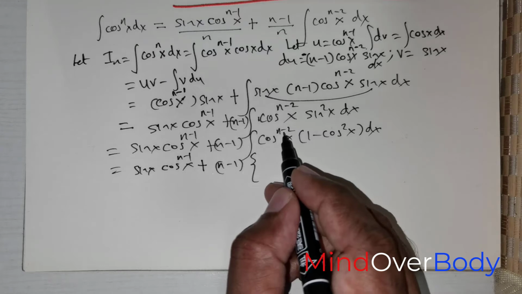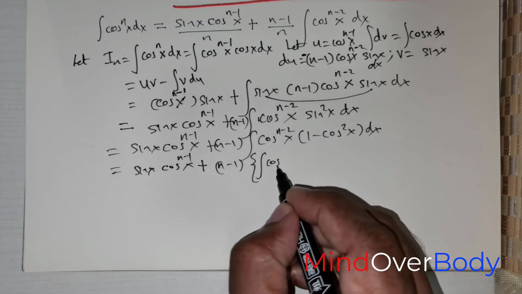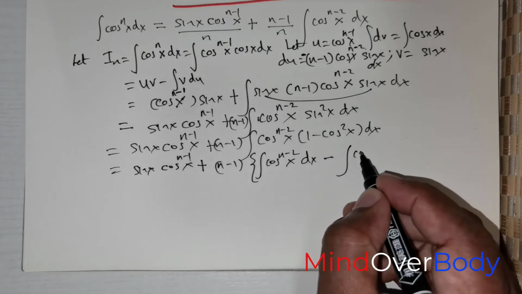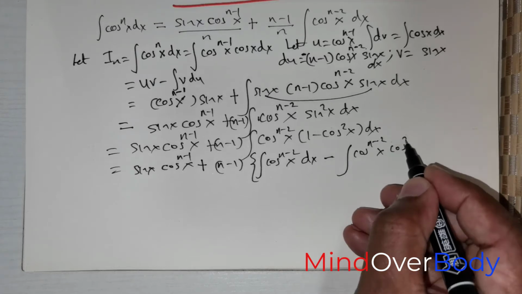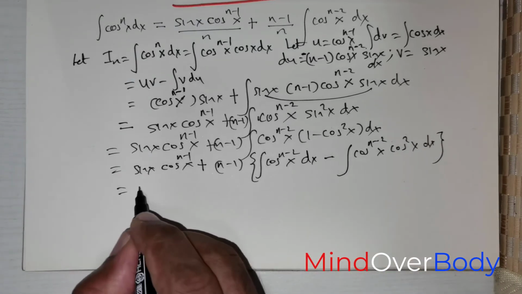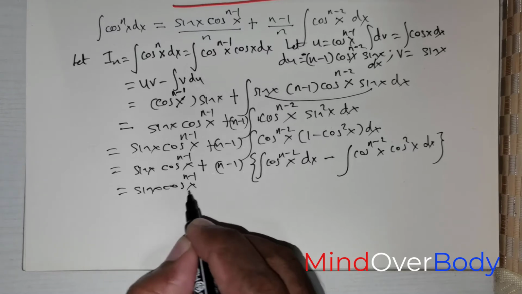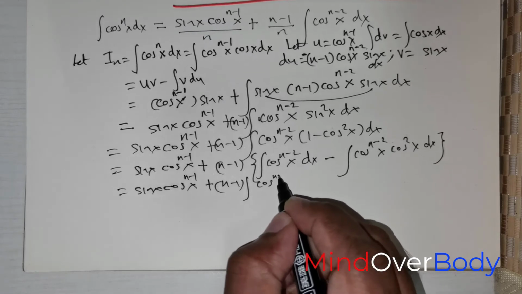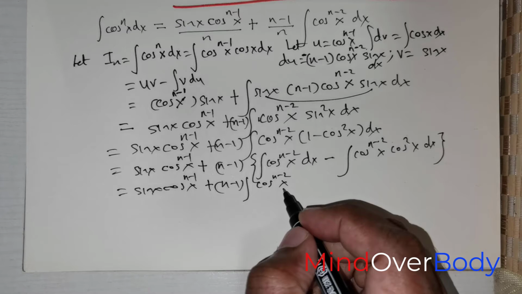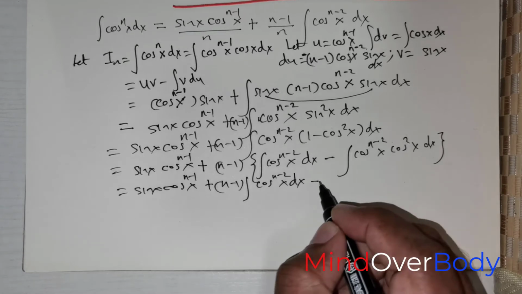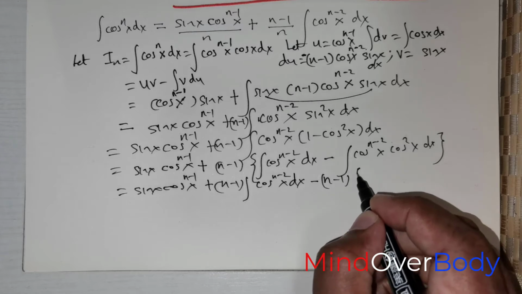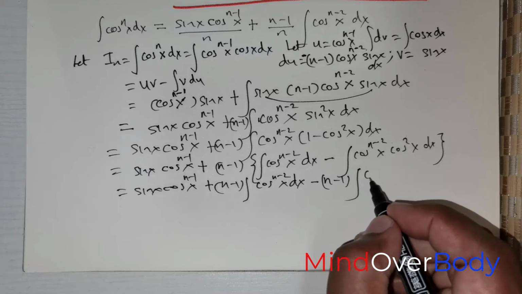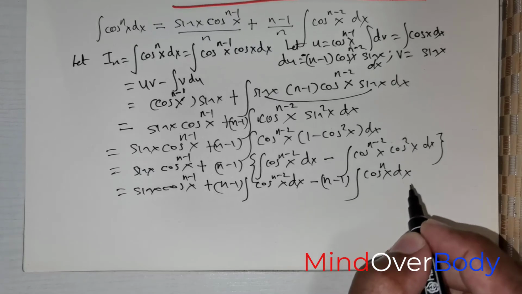Integral cos^(n-2)x dx, so let me write that, minus integral cos^(n-2)x times cos squared x dx. So this is equal to sin x cos^(n-1)x plus (n-1) times integral cos^(n-2)x dx, and that has to be followed by minus (n-1) times integral cos^(n-2)x times cos squared x, which would give me cos^n x dx.